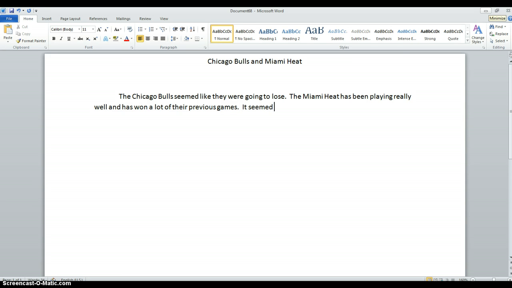It seemed, so the game was rough. The Bulls seemed to be ahead, but then fell quickly. According to Strauss, look, I put the name in there. I put my quotations. And I'm just going to go ahead and copy and paste it. So I've got my quotation in there.